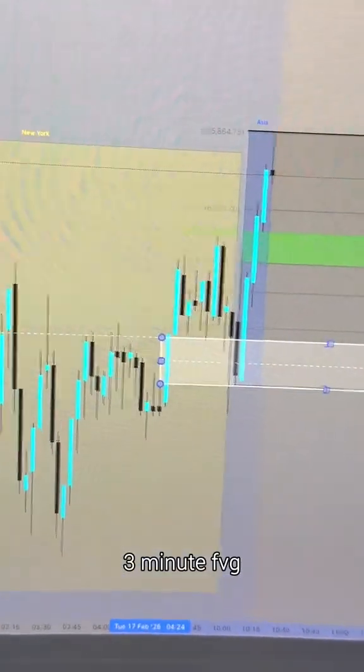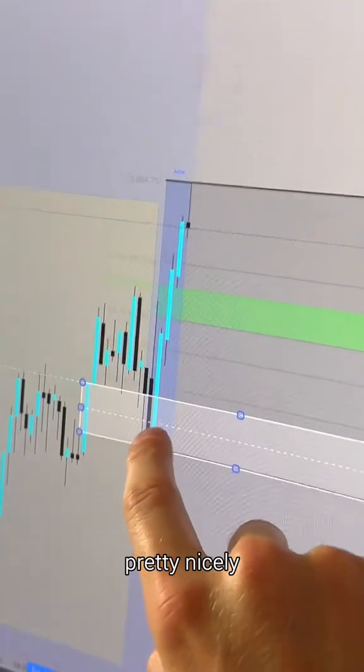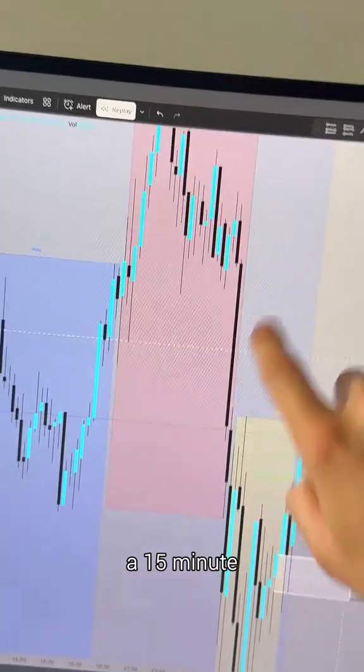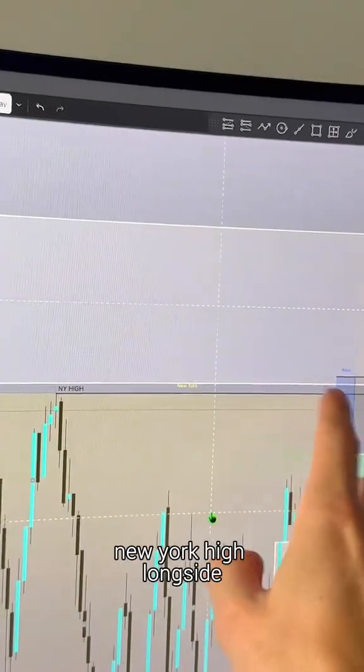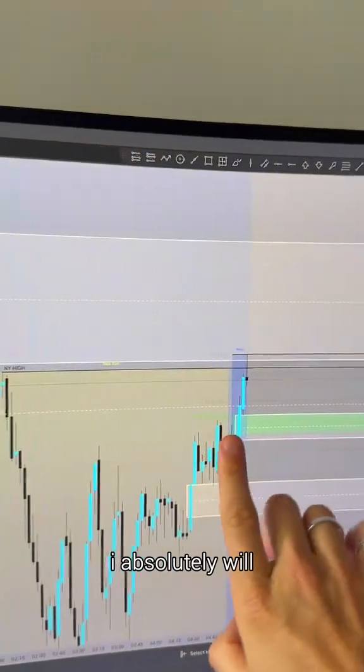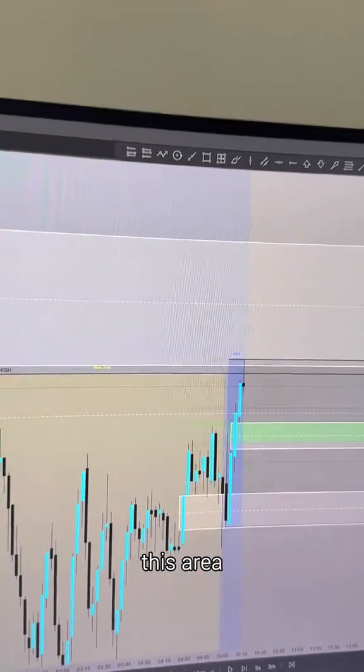We have a 3-minute FVG just here, which has held up pretty nicely. We also have a 3-minute FVG just here. We also have a 15-minute FVG and a 1-hour FVG from London. And this is really important because as we have just swept the New York high, alongside approaching this 1-hour and 15-minute FVG, I absolutely will not be taking any longs into this area. It is far more likely that we're going to be going to the downside.